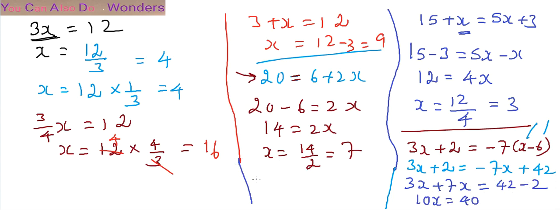So 10x is 40, which means x is equal to 40 by 10, which is equal to 4.